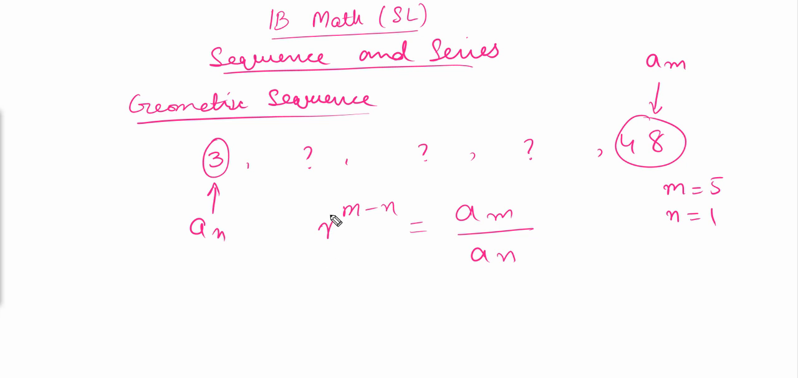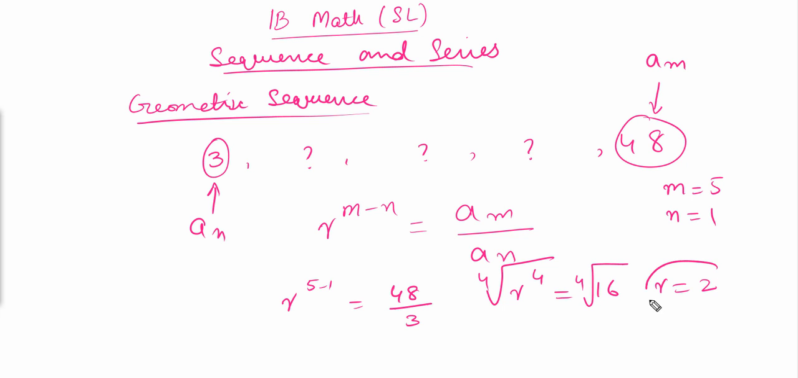So r is the common ratio that we have to find out. So it'll be like r to the power of 5 minus 1 equals 48 over 3. So it will be like r to the power of 4 equals 16, and then we will take the fourth root on both sides. So in this way we'll get r equals 2. So this is the formula that you can use to find out the common ratio if you have not been given the consecutive terms. Okay, so after the common ratio we have to see the formula for the sum of a geometric sequence.